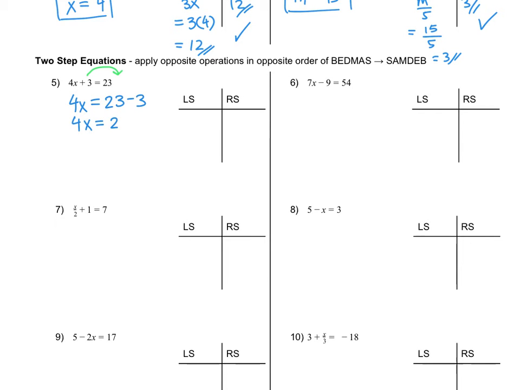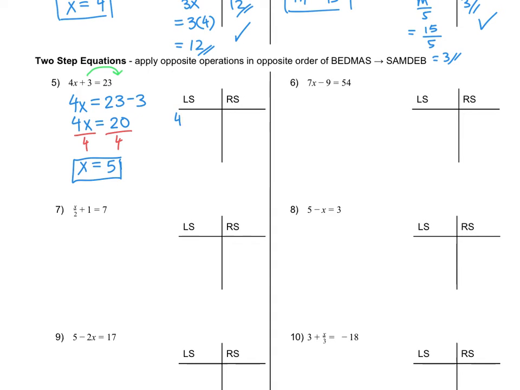23 minus 3 is 20. And now, there's one step. We have one more step left. 4 is attached to x by multiplication. The opposite of multiplication is division. So the 4's cancel out, and then 20 divided by 4 is 5. And there's our answer. Now let's check it.